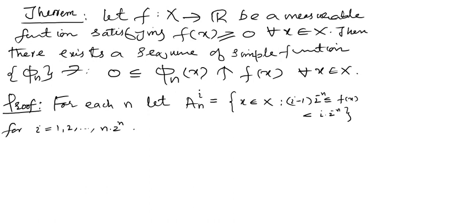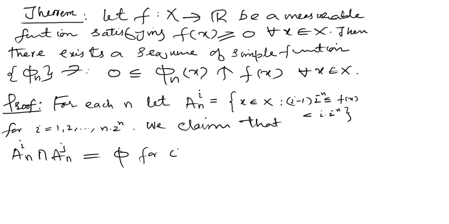With the help of this function you have defined a set. You have defined a sequence of sets A_{1,i}, A_{2,i}, A_{3,i}, and so on and so forth. Now we see that these sets are disjoint with respect to i. We claim that these sets A_{n,i} intersection A_{n,j}, with respect to fixed n, is empty for i not equal to j.